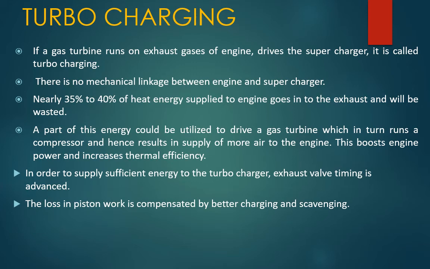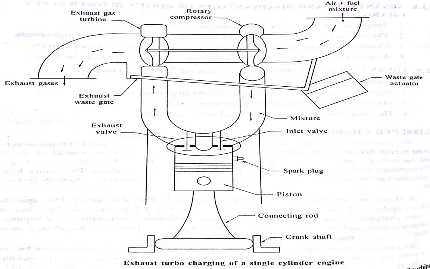Nearly 35 to 40% of the heat energy supplied to the engine goes into the exhaust and is wasted. A part of this energy can be utilized to drive the gas turbine, which in turn runs the compressor and hence results in a supply of more air to the engine. This boosts the engine power and increases thermal efficiency. In order to supply sufficient energy to the turbocharger, the exhaust valve timing is advanced. The loss in piston work is compensated by better charging and scavenging process.